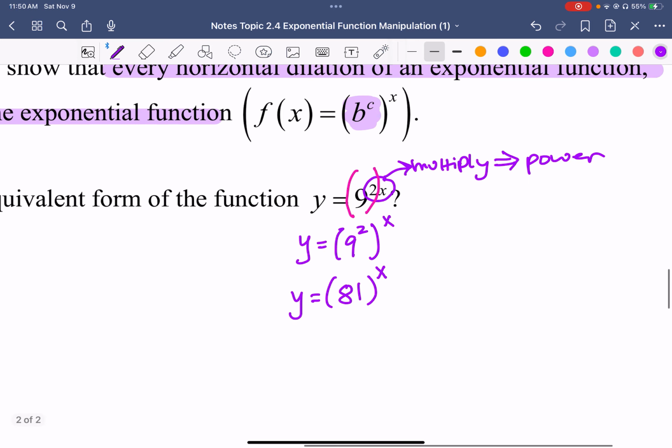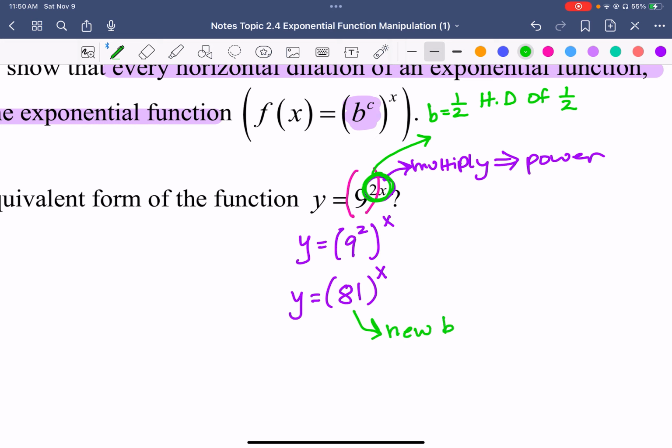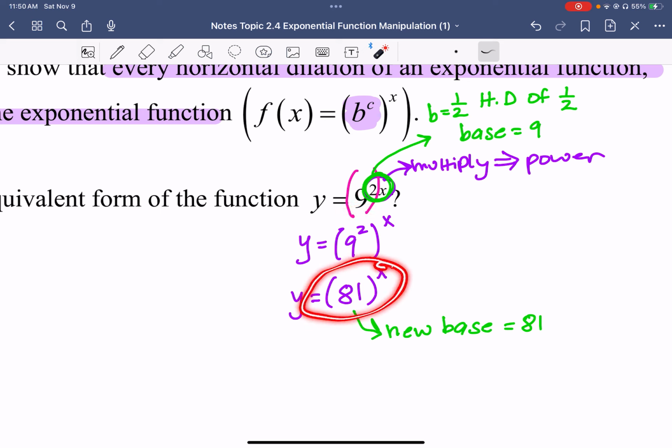Okay. Now, when we were getting started, we had 2 to the power of x, right? That means that b is the reciprocal, which is 1/2. So we had a horizontal dilation of 1/2, okay? But when we applied the power property, now we have a new base of 81, where our base was 9. So how can that be? We started with a base of 9 and we had a horizontal dilation of 1/2, and we're saying that it's equivalent to changing the base all the way to 81. And now x is by itself. There's no longer a horizontal dilation.